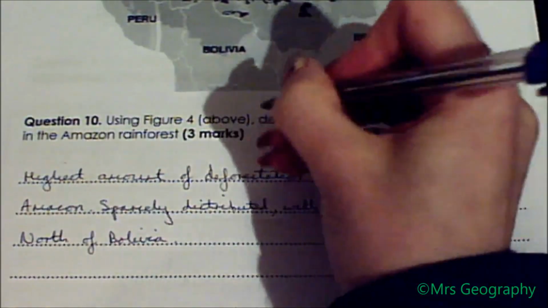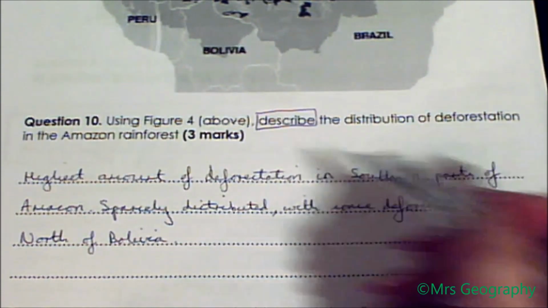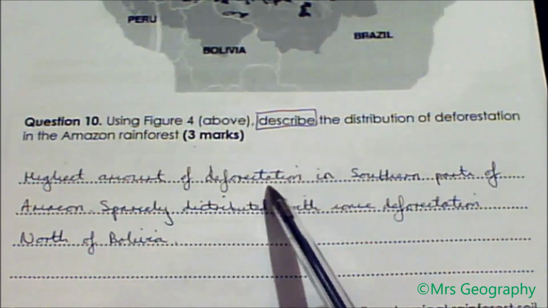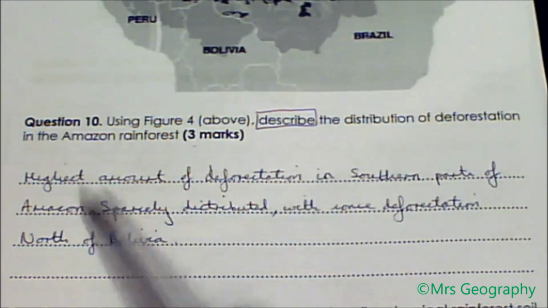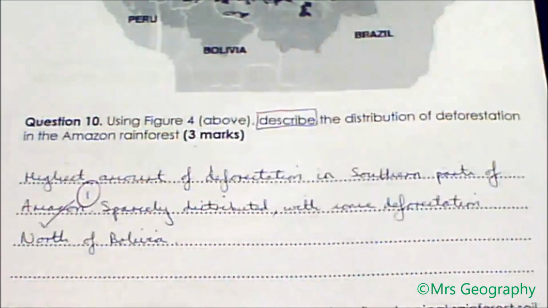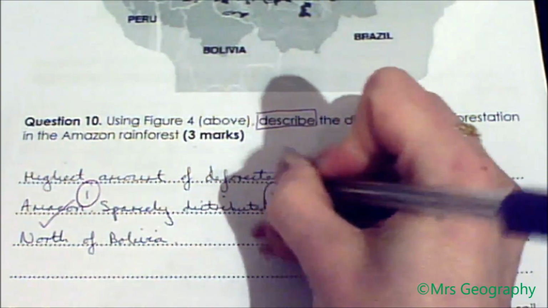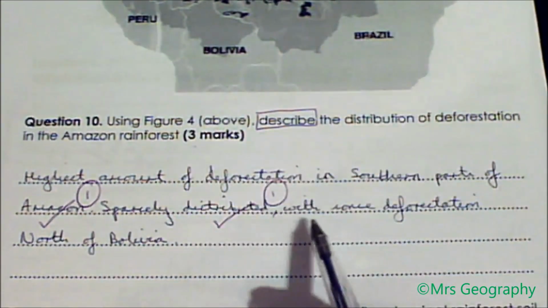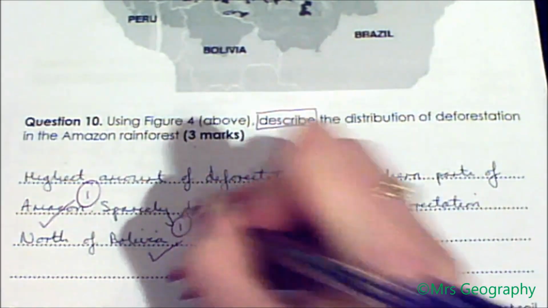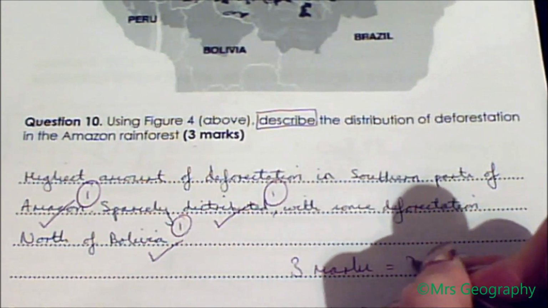For this question, it was asking you to describe, say what you see. 3 marks, 3 points. So they put highest amount of deforestation in southern parts of the Amazon. 1 statement, 1 mark. Sparsely distributed, so it's spread out. 2nd mark. With some deforestation north of Bolivia. Well, that's true. 1 mark. 3 marks, 3 points.